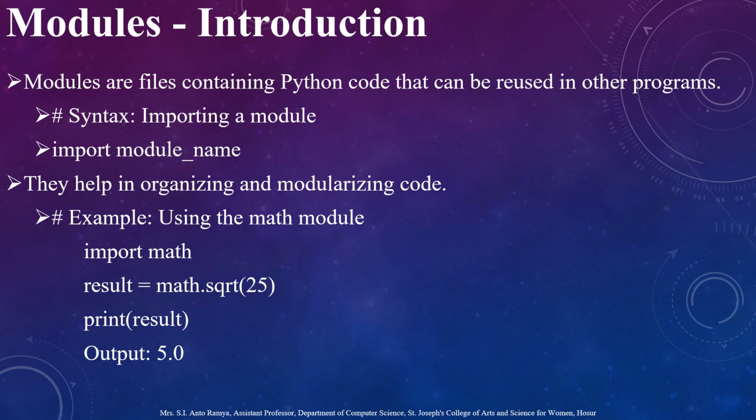So here we can see an example using the math module. Here import math is given. Result is equal to math dot square root. Inside the math module we have many built-in functions like square root, cos, sine, tan and everything. From that we are taking only one function called square root. So math dot square root of 25. That output will be stored in result, which is going to be 5. So when you print the result, you can see 5.0.